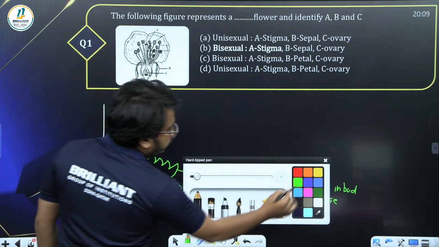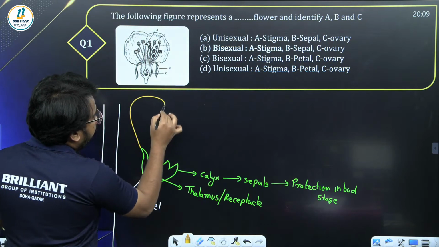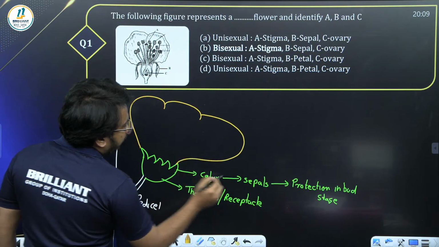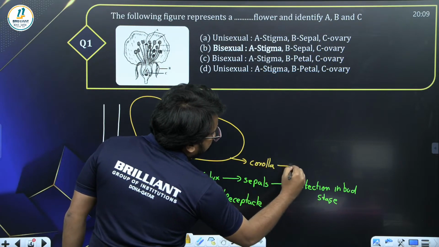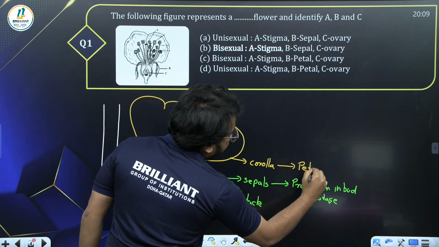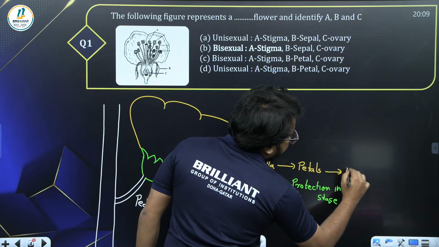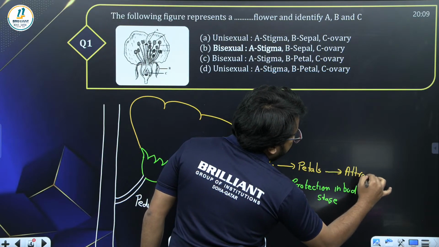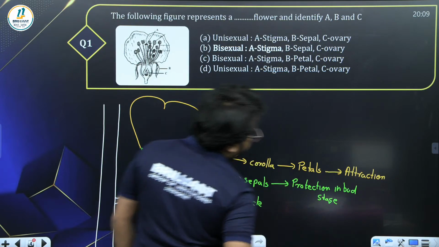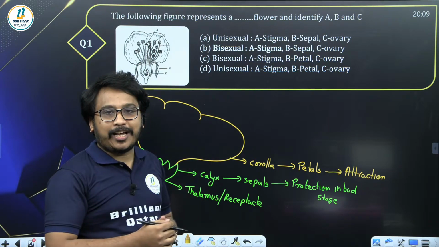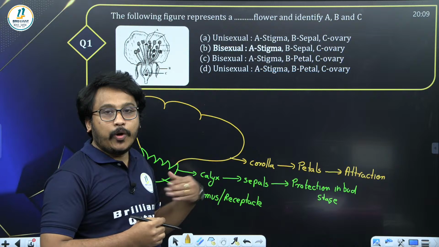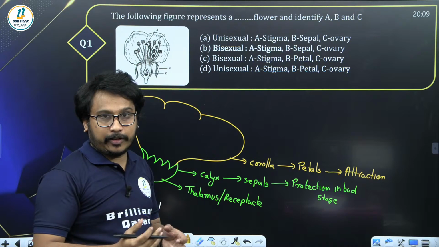Next, inner to that whorl, there is the beautiful colorful part of the flower, called the corolla. Single units are called petals. The main function is attraction of pollinators. They are not involved in gamete formation, so they are called the non-essential whorls of a flower.